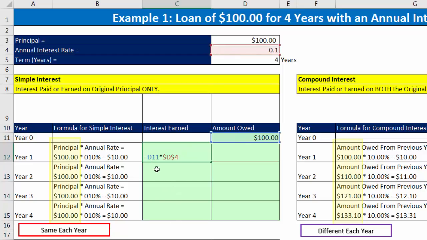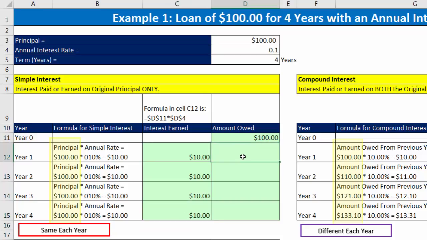So I'm going to click back somewhere touching D11 and hit the F4 key. That's it. $100 times 10%, Control-Enter. It gives us $10. When I double-click and send it down, go to the last cell and hit F2, that worked all the way down.